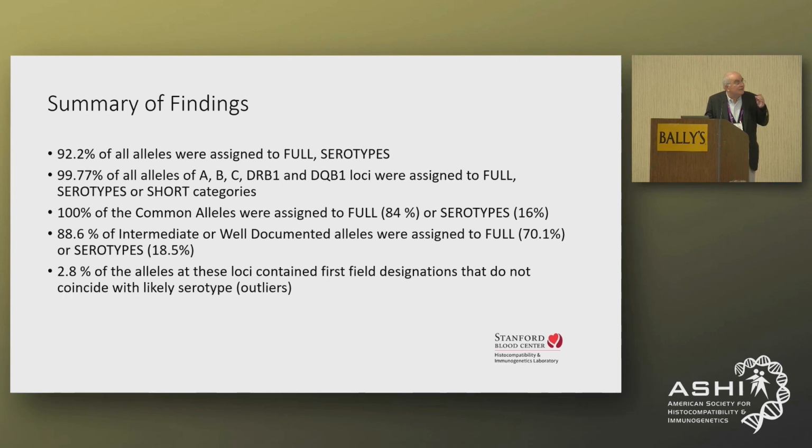92.2% of all alleles were assigned as full or serotypes. 99.77% have a serotype or a short. 100% of the common alleles, as I mentioned to you, are full, 84%, and 16% are serotypes. And so there is more work to do, for sure, to identify more residues, or perhaps create other serotypes. And as I mentioned, almost 3% of the alleles contain a first field designation that does not coincide with the serotype.